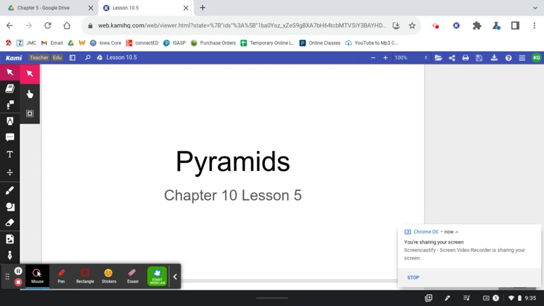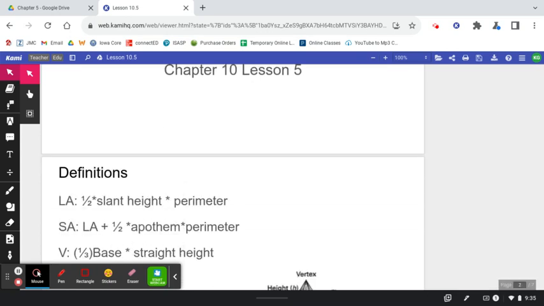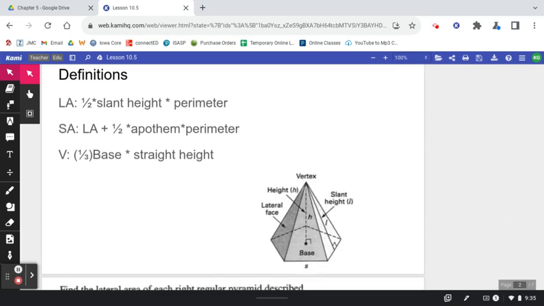Chapter 10, Lesson 5, Pyramids. Here are the formulas you're going to need for a pyramid.